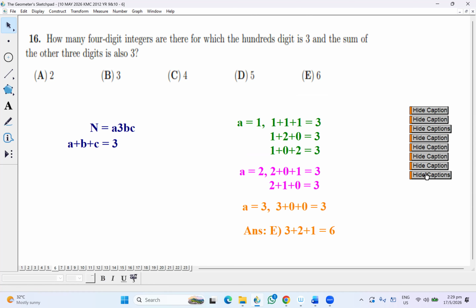Okay. You must say the first digit cannot be 0 first. It is 1, 2, 3. Let's see this equation. Next question.